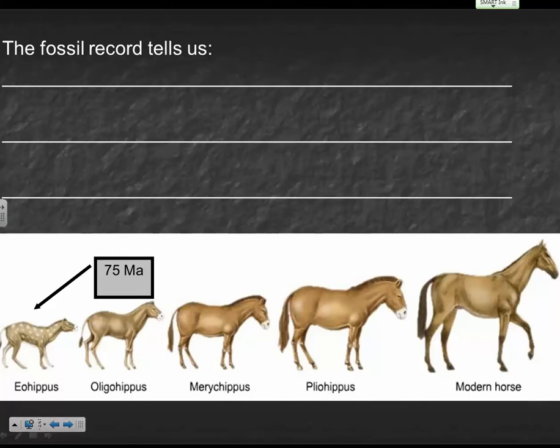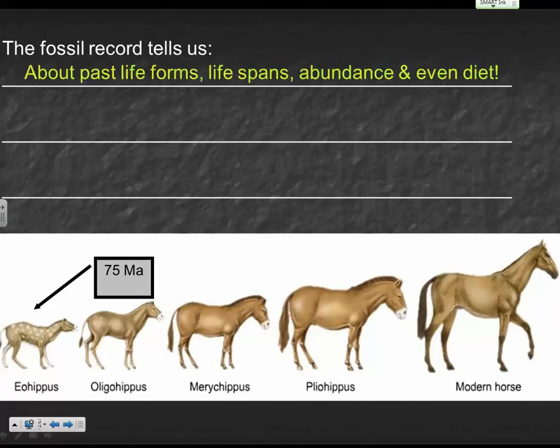So what can we learn from the fossil record? The fossil record means all the fossils we find on Earth. Well, first you can learn about what life forms used to exist, past life forms. All kinds of crazy things have existed on this Earth, and things not so crazy. How long they've lived, what was the lifespan of some of these things? A frog versus bacteria versus woolly mammoth. And even the abundance, how many existed, just the sheer number of fossils we find of a particular organism. There's lots more than others. And even the diet, what things they ate during their lifespans.